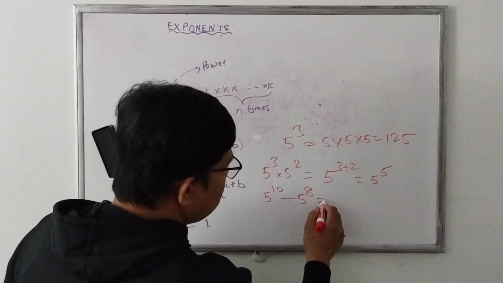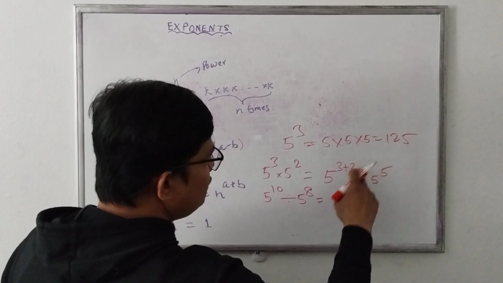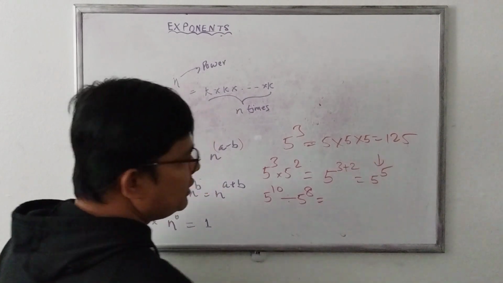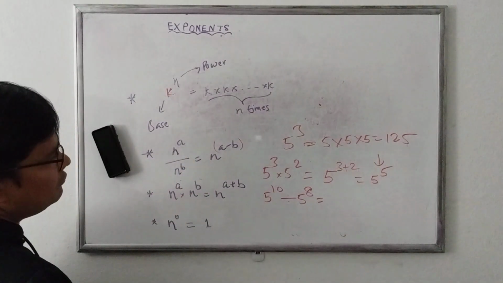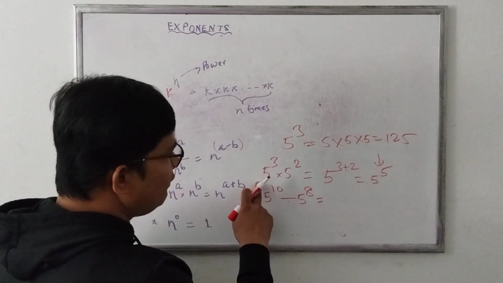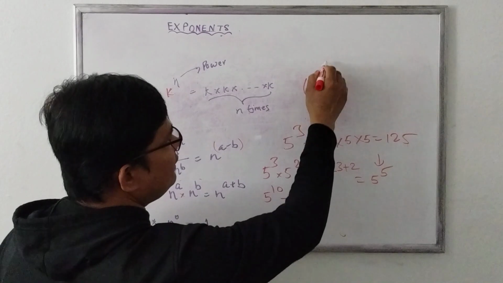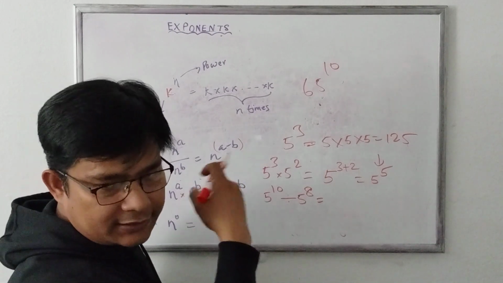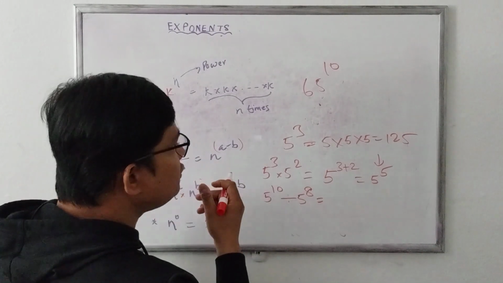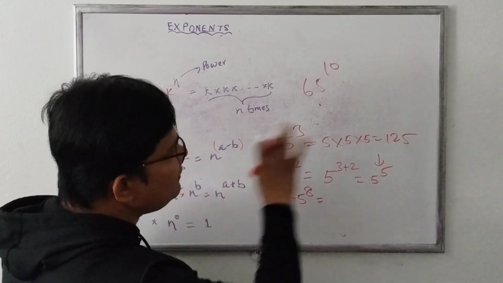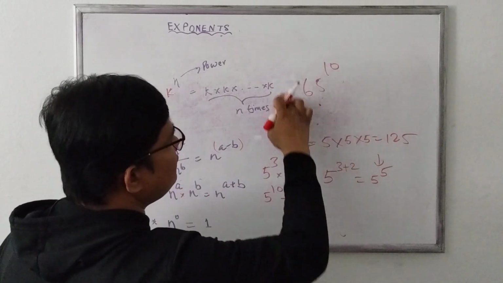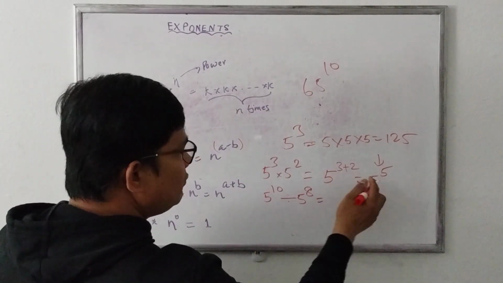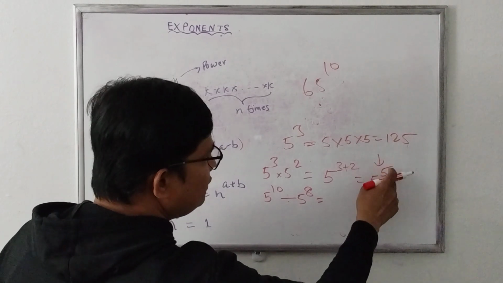Now another example, 5 power 10 divided by 5 power 8. If the question is not asking you to give the final value, you can leave the answer in this format, 5 power 5. With a small number like 5 it's easy, but let's say you have 65 to the power 10. It will take several minutes to find the answer, multiplying 65 ten times. Most of the time the question will not ask for the final answer; it will ask for the answer in terms of exponents. So you can leave it like this, and though it's easy here, you don't have to solve for it.